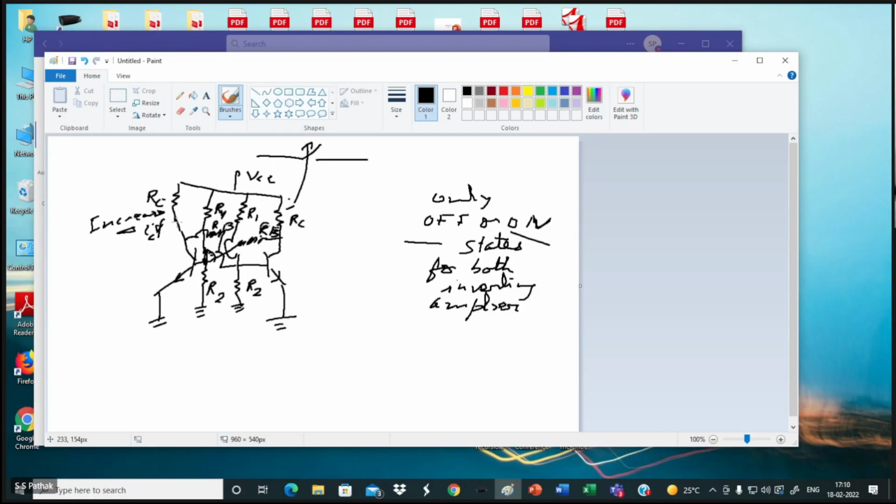When it has increased, this voltage decreases. I'm calling this transistor Q1 or T1, whatever name you give, and I'm calling this transistor Q2. So delta IC increases in Q1. It will make what? VC1 decreases. Voltage drop across RC will increase, so at this collector voltage VC1 I find a decrease.